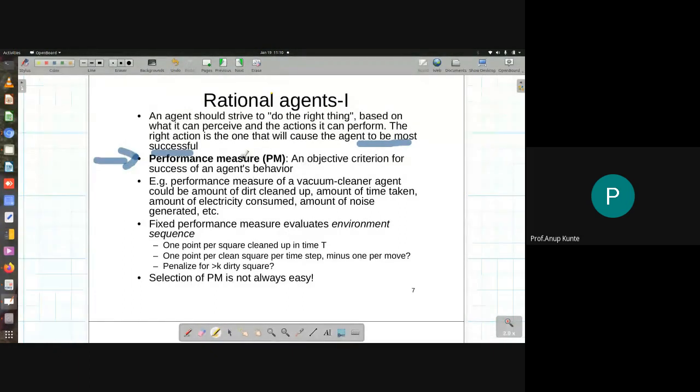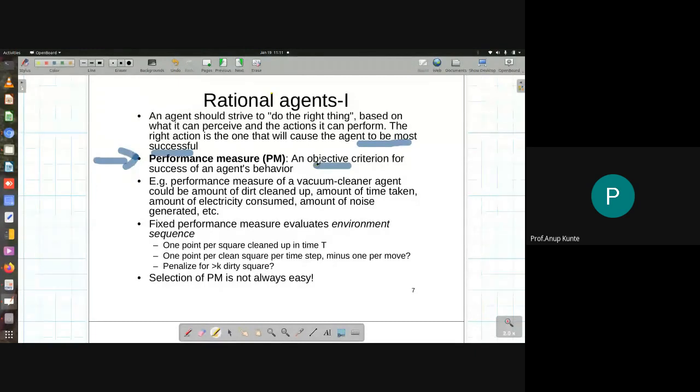This performance measure in a way is an objective criteria. Objective means you can test whether you have reached it or not. So it's an objective criteria. Subjective means you can just describe it. Objective is which you can compare. You can identify or relate to it and say I am better or worse than the particular performance measure. So it's an objective criteria for identifying success of an agent's behavior.